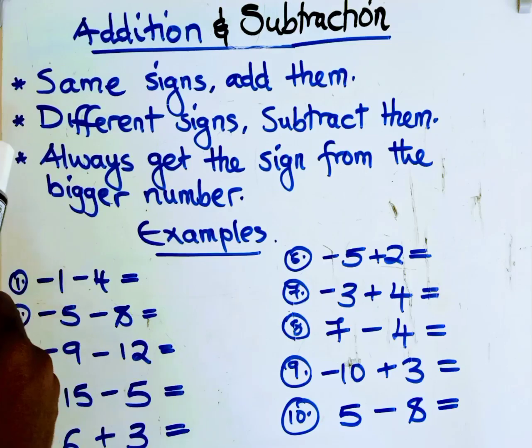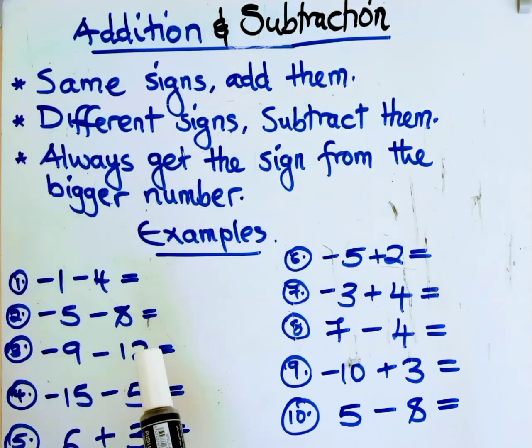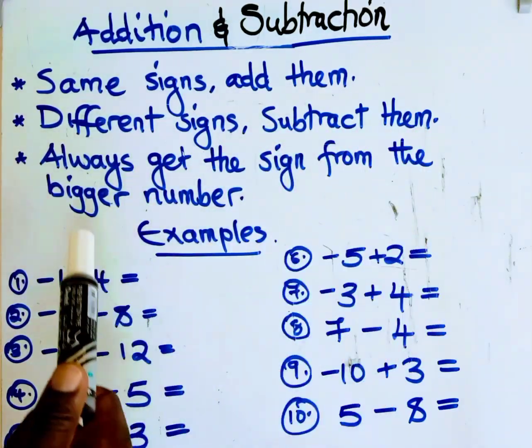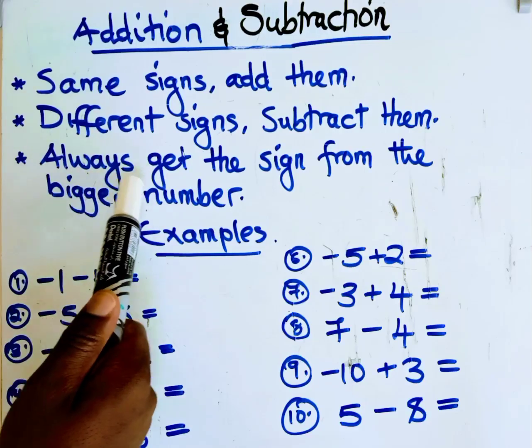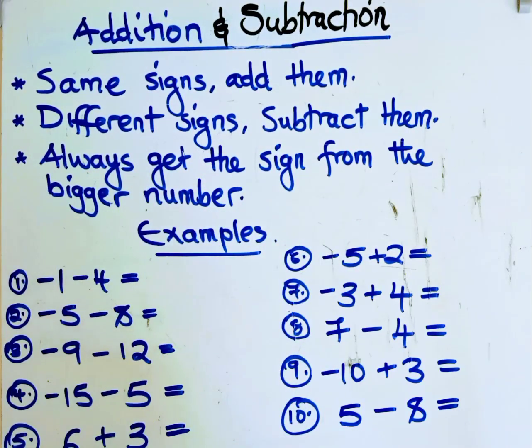Okay. Number two, different signs, what you do, you subtract. Different signs, we subtract. Okay. Now, always you get the sign from the bigger number. You always get the sign from the bigger number.